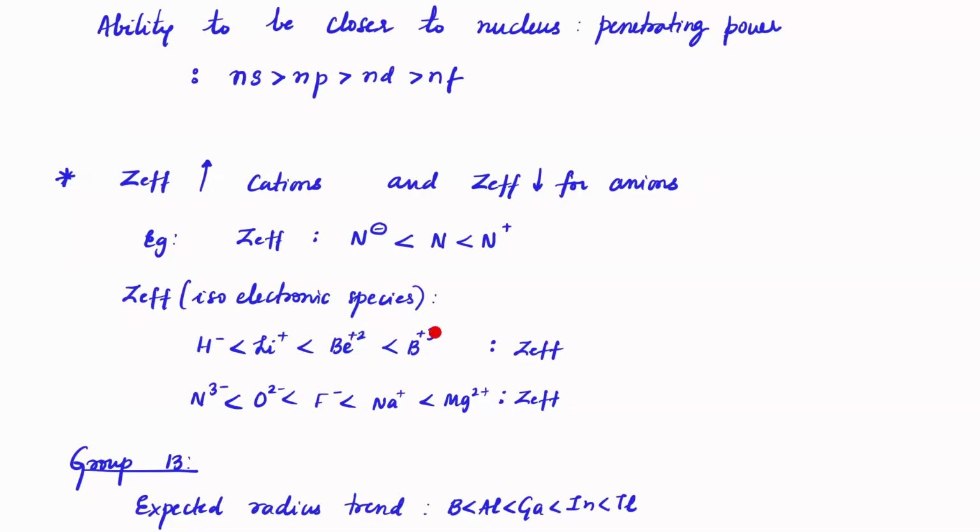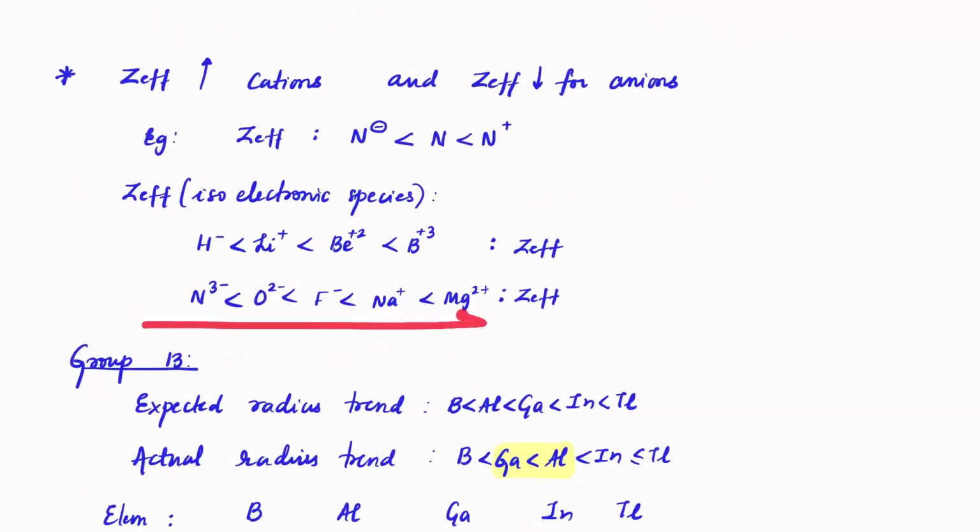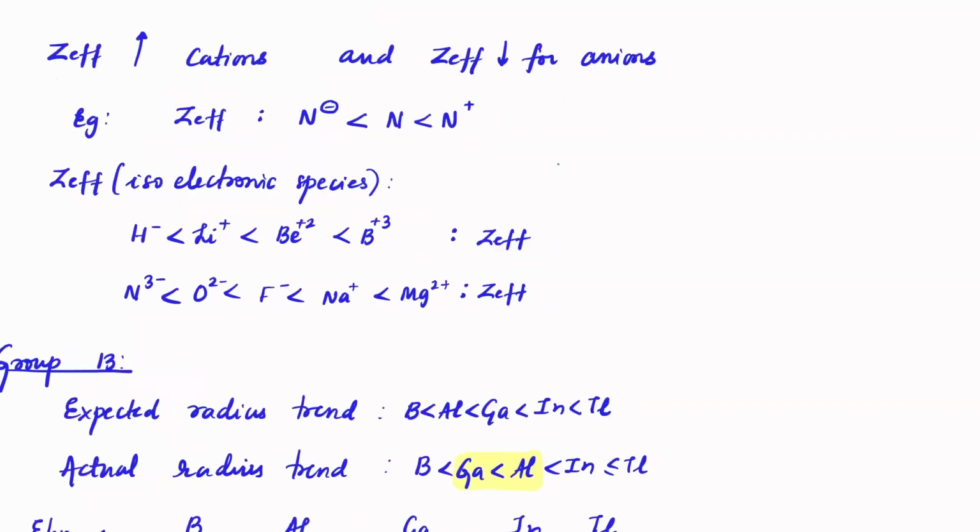Since this has two electrons here, the Z effective is more here because it has positive charge. Then beryllium, then lithium, then H minus. And that's why, if you compare Z effective, this is how it varies. And you know that Z effective is always inversely proportional to the size. So Z effective is inversely proportional to the size of the ion or the covalent form.